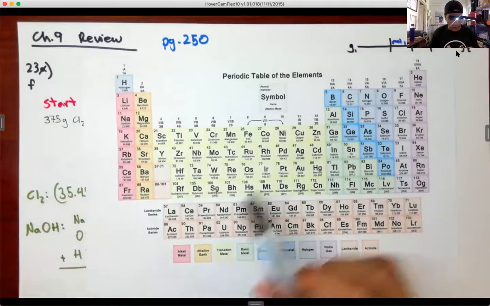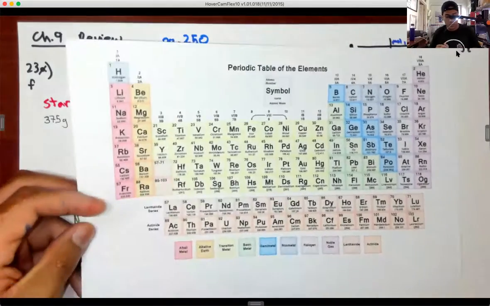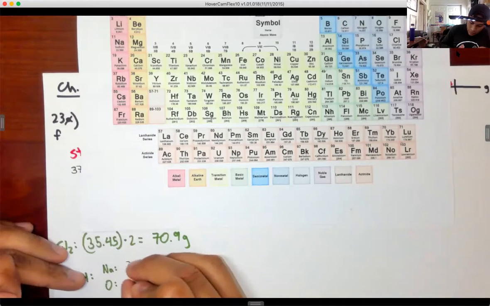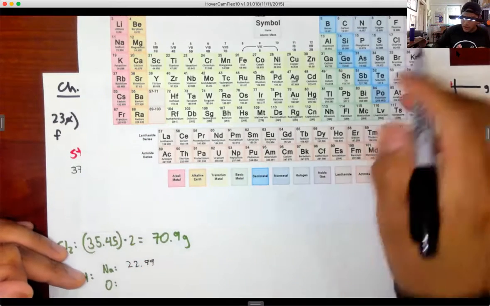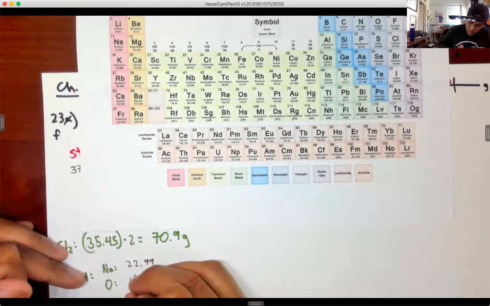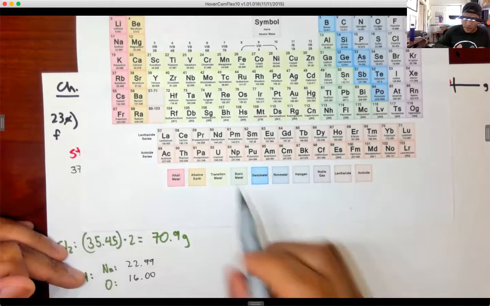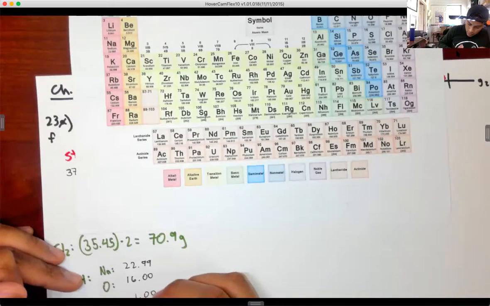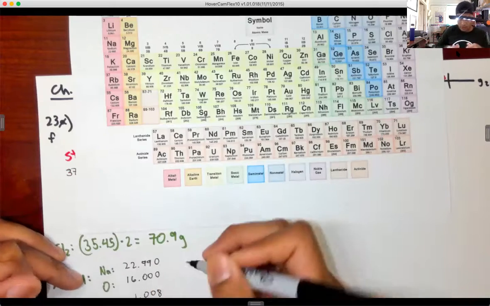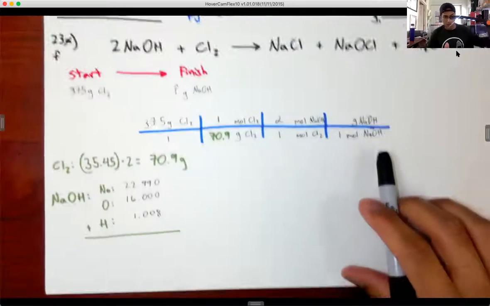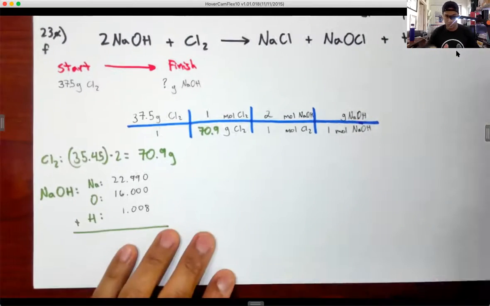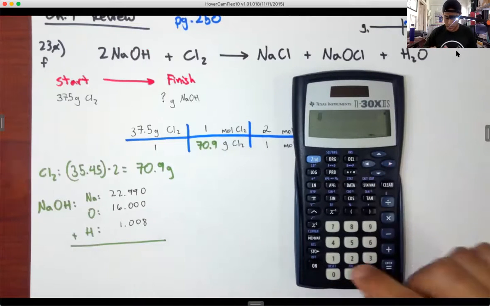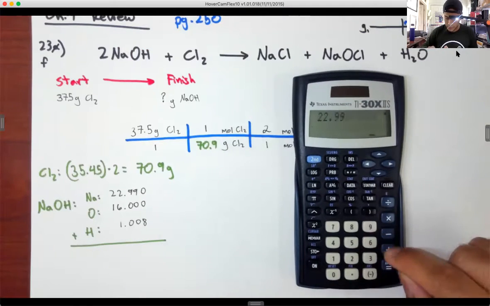So we start with Na. Na is sodium, which is 22.99. So we have 22.99. Then we go to oxygen, which is up here, which is just going to be 16.00. And then we have hydrogen, which is up here, which is 1.008. Okay, so we're going to go ahead and just do that. You can add it up using regular arithmetic, right? Elementary school adding, or you could just use your calculator, and that's a lot faster.